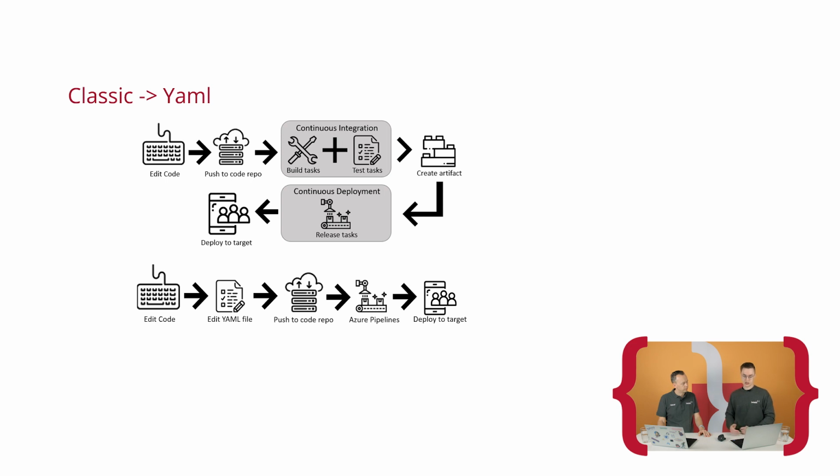It's really alike. These days I think the classic builds are already deprecated. But the release, you can still create the classic UI type releases. There are still some few features there that I think are not available yet in YAML. Exactly. But most of the stuff that you mostly use is already available in the YAML pipelines. So these days you just edit a YAML file, push it to the repo, and then in Azure Pipelines you can make it run and deploy the code.